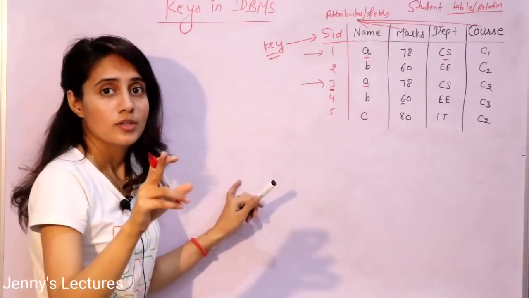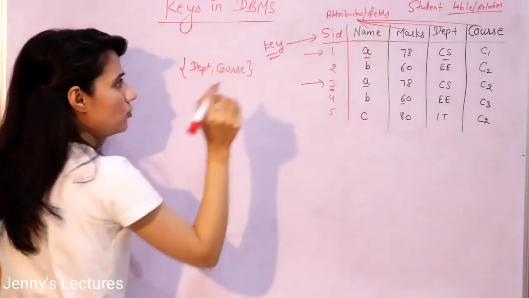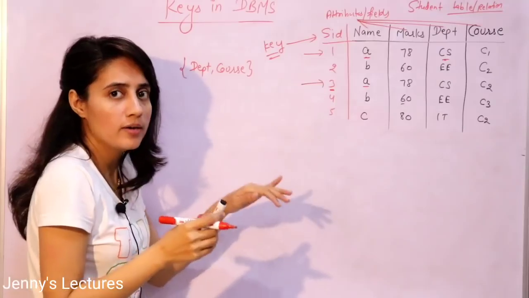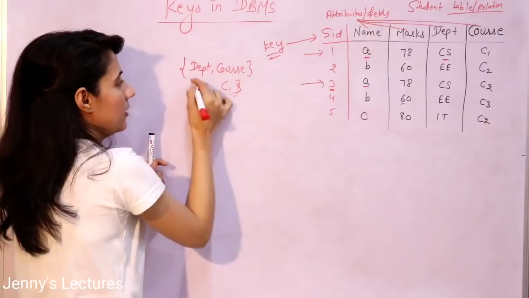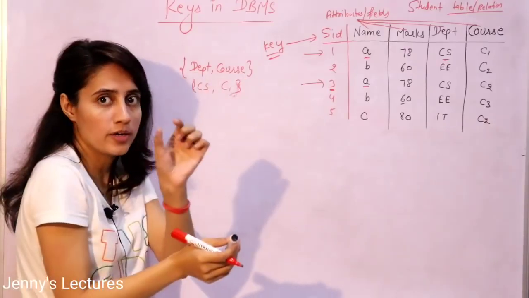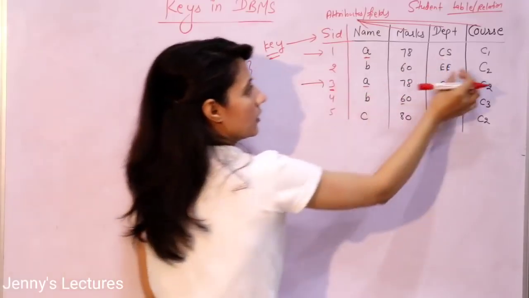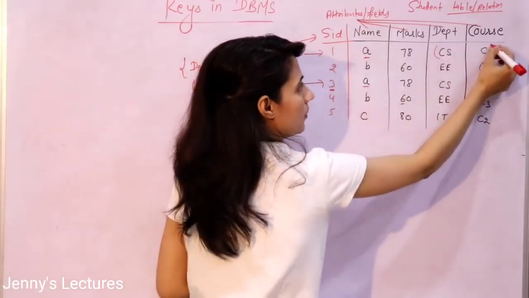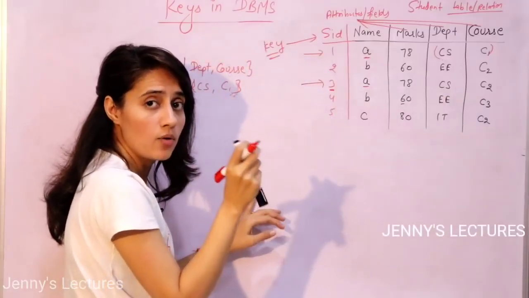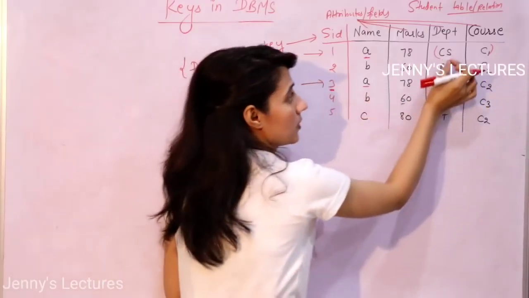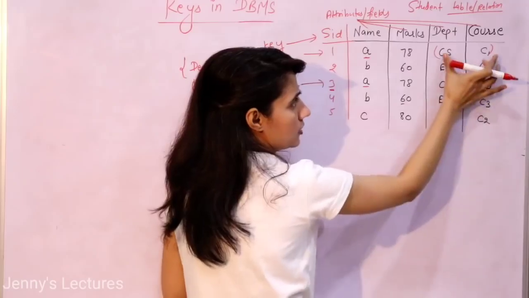Fine. Now see, if I say I want to fetch the record where department is CS and course is C1, I am taking both as one unit, meaning department is CS and course is C1, CS C1. Now this combination I am going to take, see, this is now our key. Is this a key or not? CS and C1. Now see, is there any other row with the same combination?